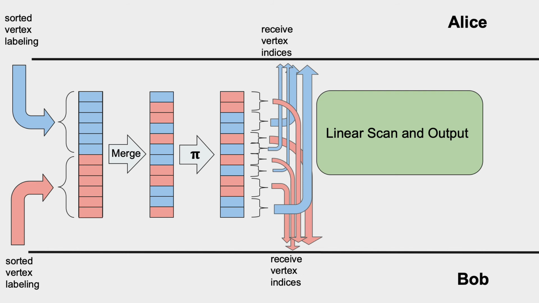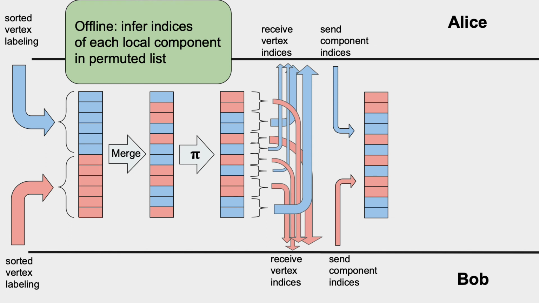In the next step, the circuit walks through the permuted list and outputs each vertex back to the party that contributed it to the circuit. This can be done easily by including a single extra bit with each vertex to describe which party contributed the vertex. Each party now knows the location of each of its vertices in the randomly permuted list, but it does not know how the other party's vertices have been permuted.